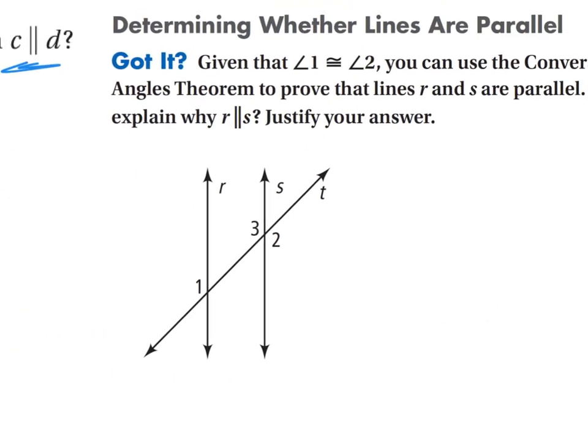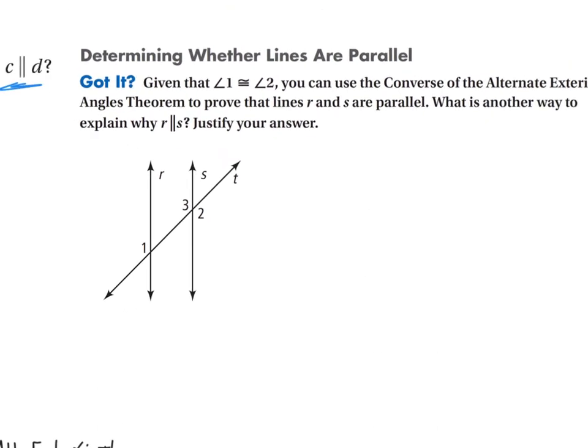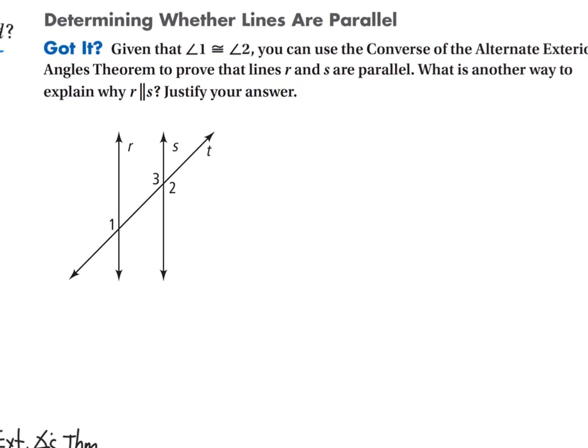All right, taking a look at the example right next to that. We want to talk through this one a little bit. So given that angle 1 is congruent to angle 2, you can use the converse of the alternate exterior angles theorem to prove that line R is parallel to line S. Does everybody see that? Angle 1 and angle 2 are actually alternate exterior angles: they are on alternate sides of the transversal, line T, but on the exterior of our 2 lines R and S.